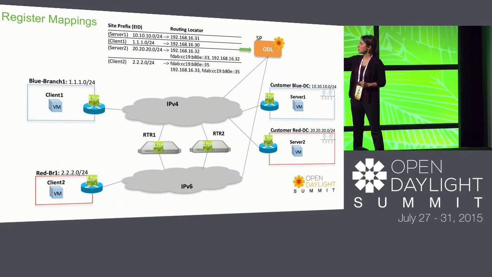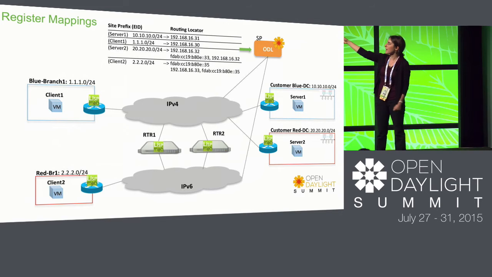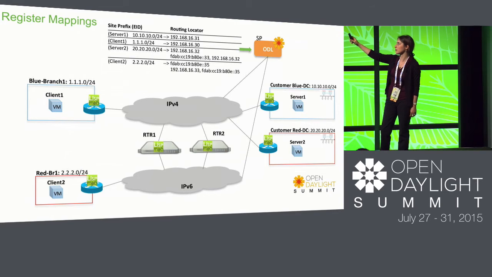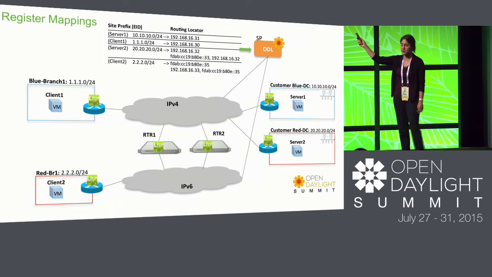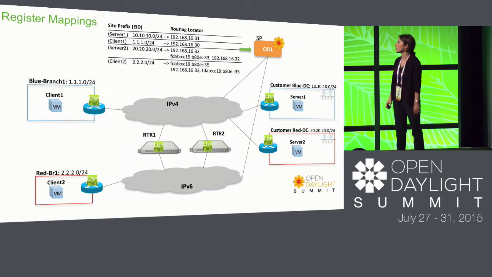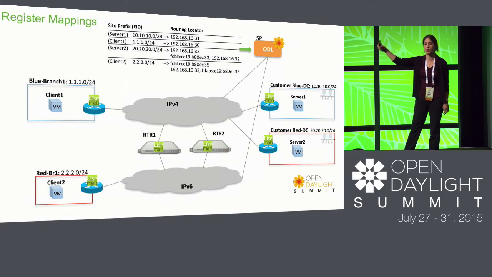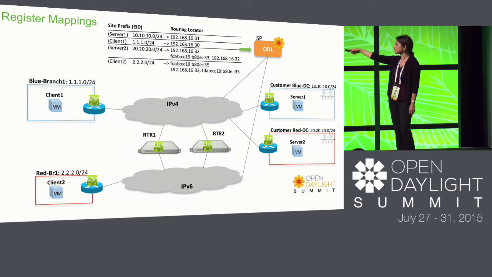So as you can see, we have basically the blue customer. They have two sites or two prefixes. The client sites or the branches are 1.1.1/24, and the server is 10.10.10/24. And so we have the mappings for those. They're both IPv4. They're mapped to a single IPv4 connection.